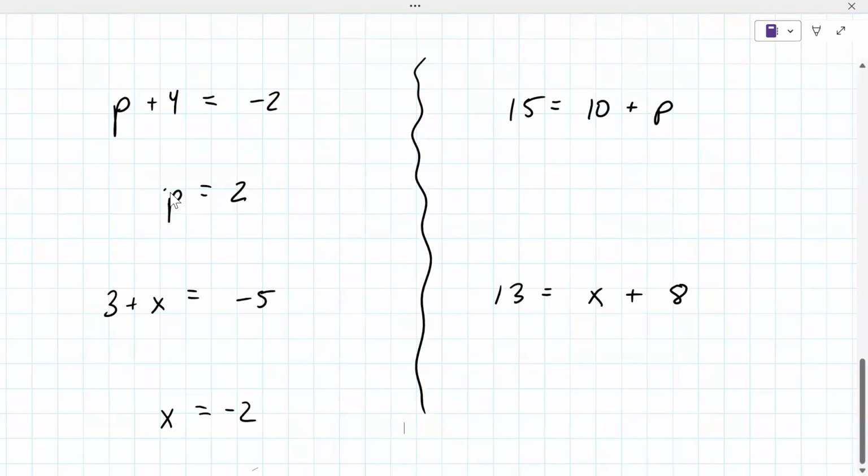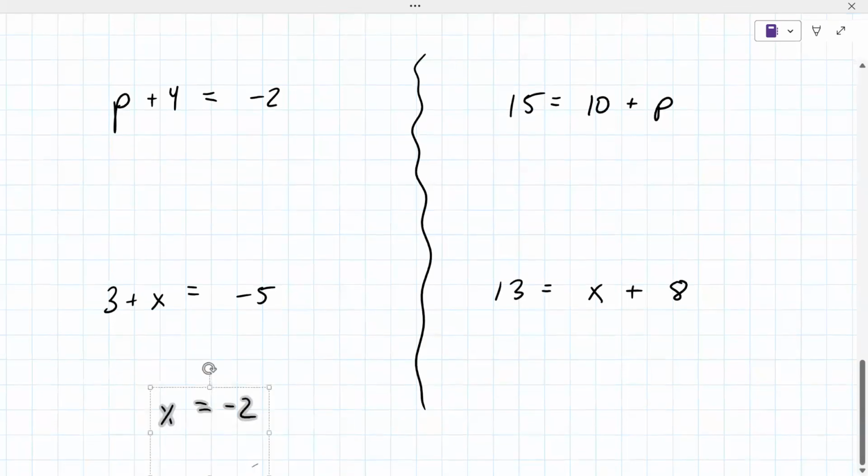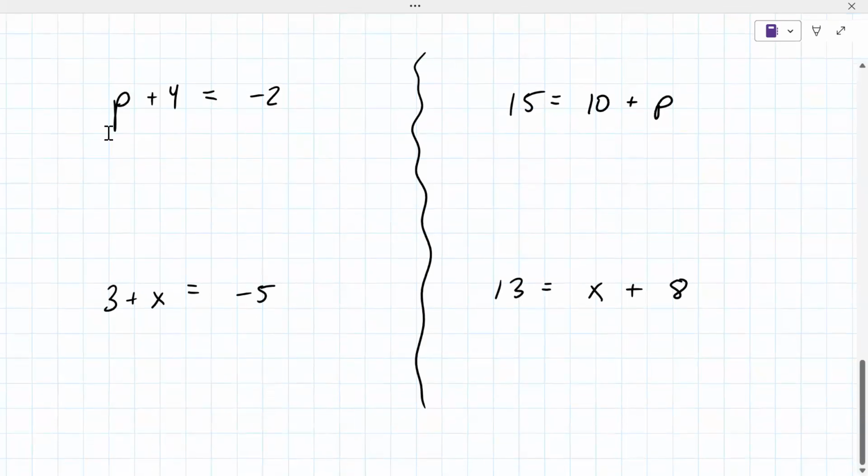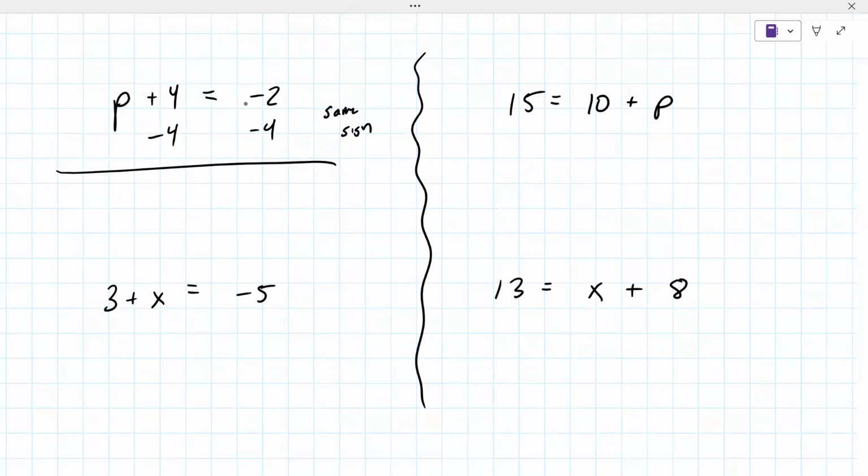Okay, so let's stop there. These are both incorrect. Tell me what you did to solve the first one. What I did for the first one, P plus 4, I subtracted 4 on each side since they're both different. These are same sign on the right. Oh, I messed up.